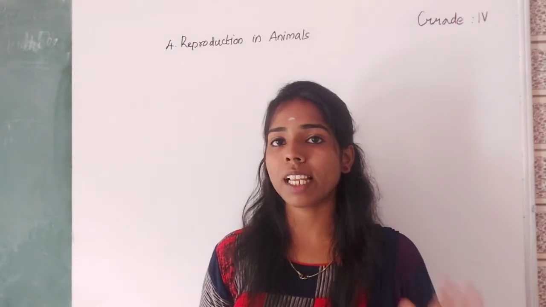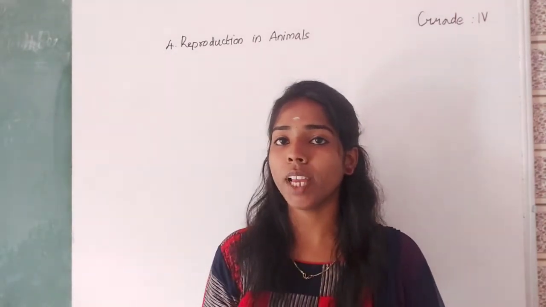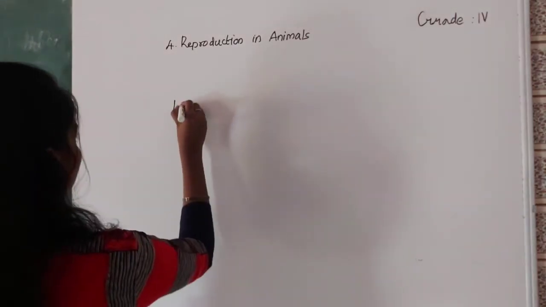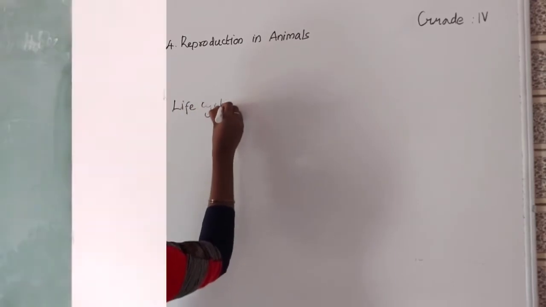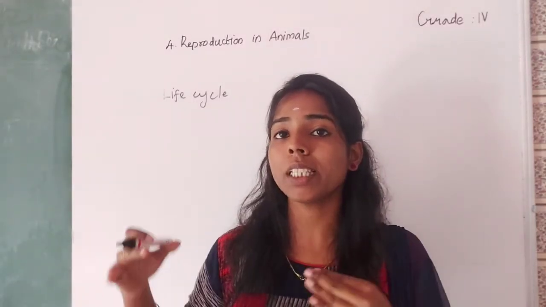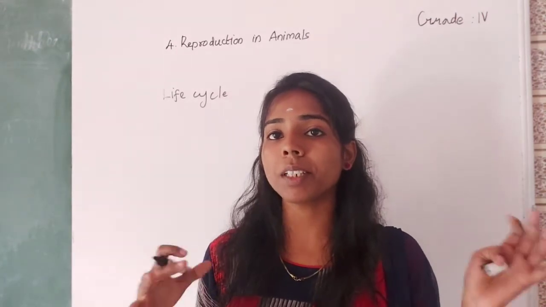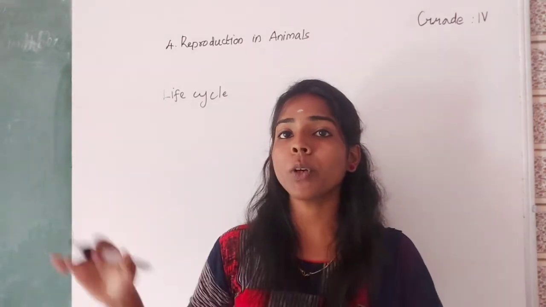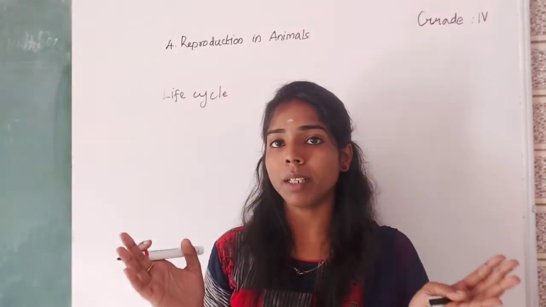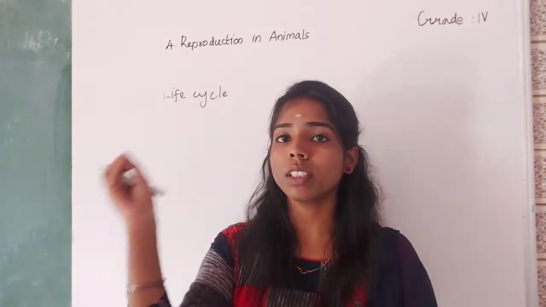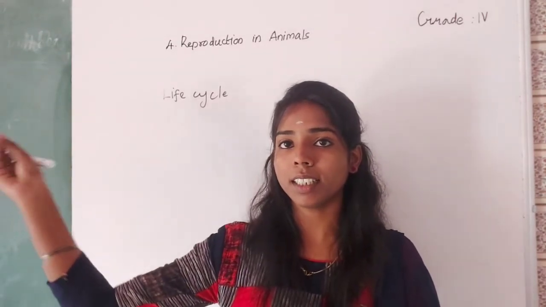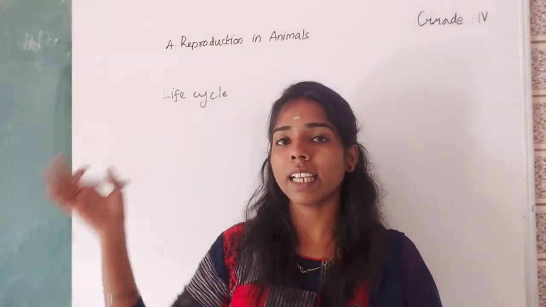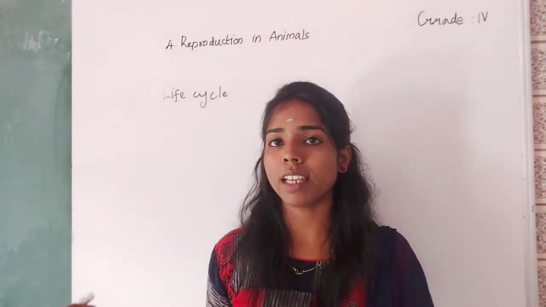Students, in the previous class you learnt about the life cycle of a hen, isn't it? So what is meant by the term life cycle? We all know that all animals reproduce their own kind. Once the young ones are born, they keep growing till they become an adult animal. The young one undergoes several changes to become an adult. It happens in certain stages. Those stages are called the life cycle.